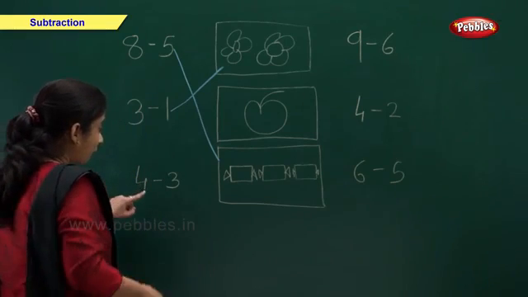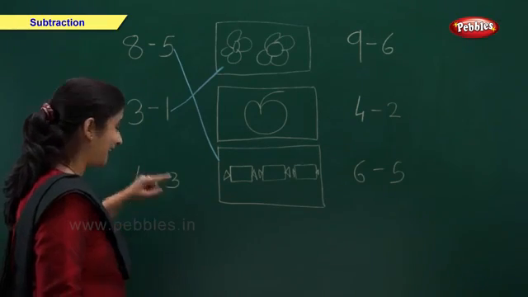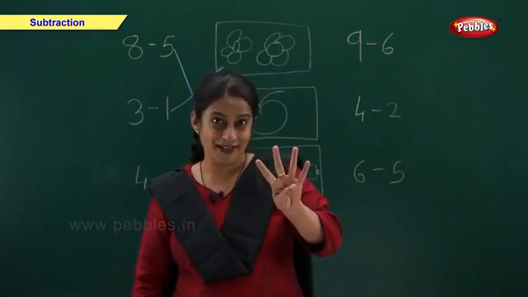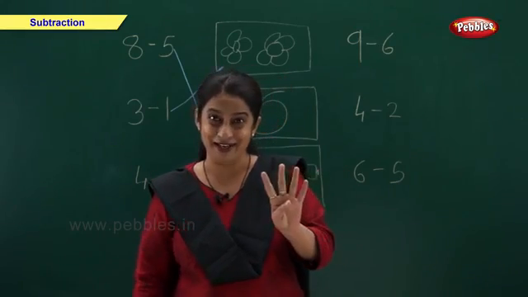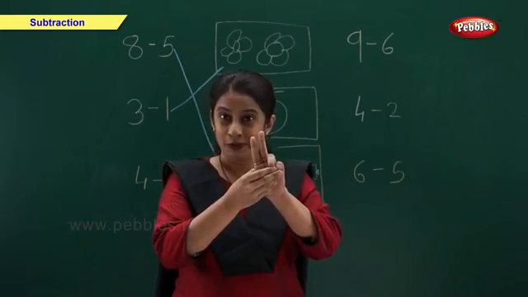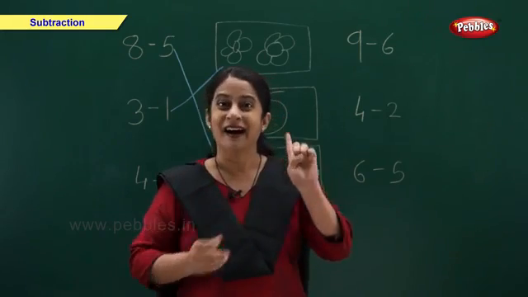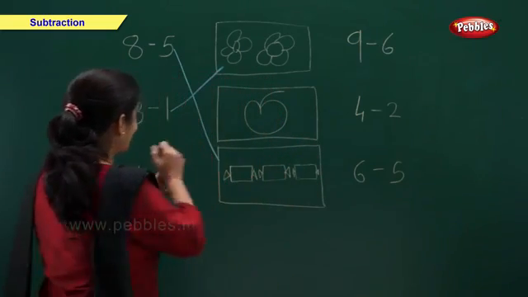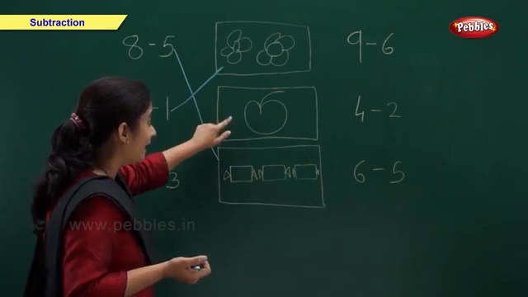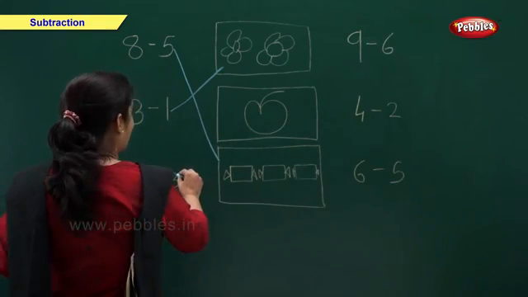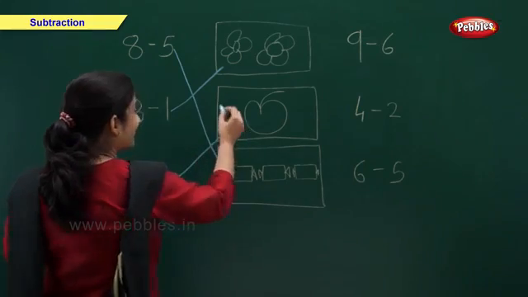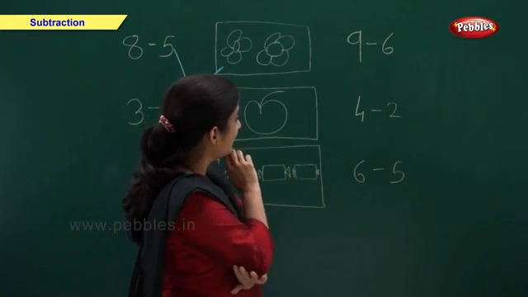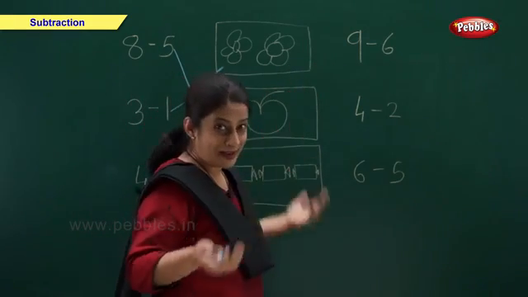Now we have 4 minus 3. So let's count and find the answer. 4 fingers minus 3 fingers. 1, 2, 3. How many fingers left? 1. You're absolutely right. So now we have an apple here. So 4 minus 3 is equal to 1. And on this side, we have few more numbers here.